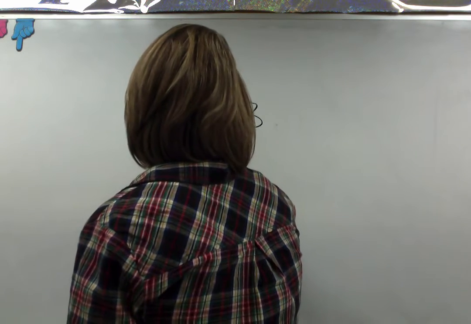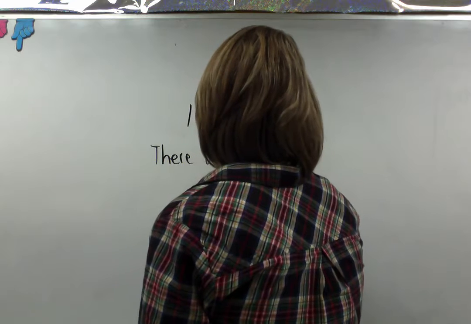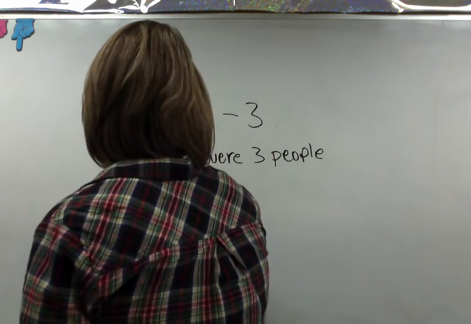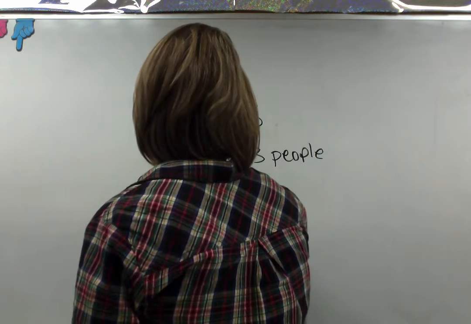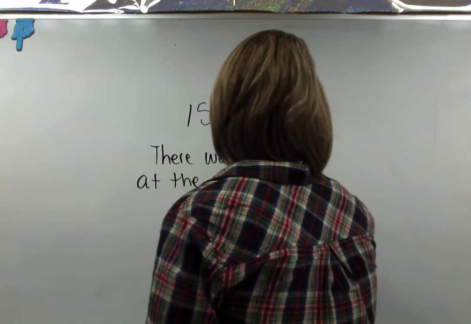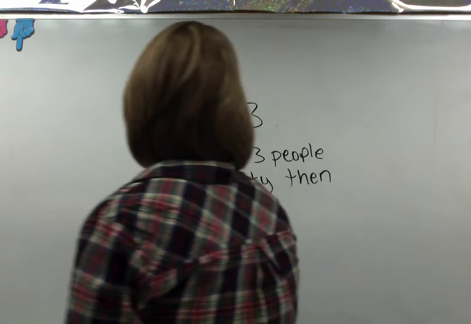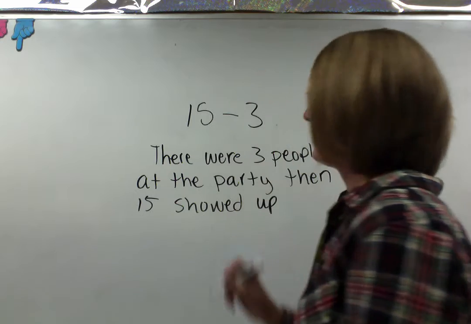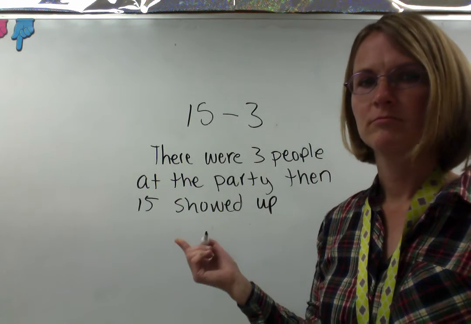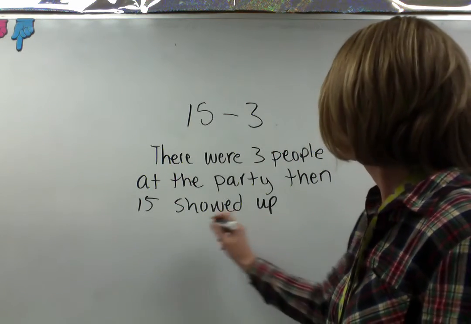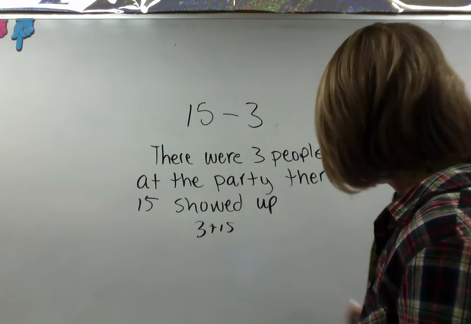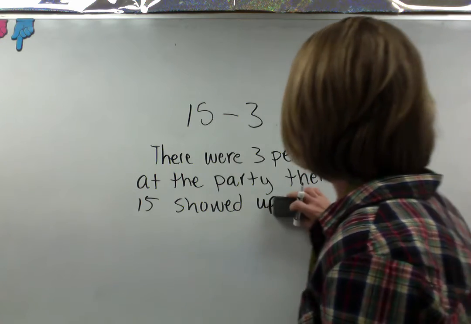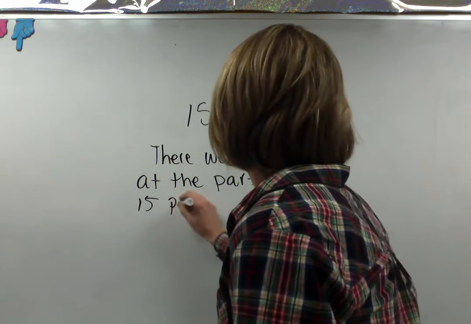there were 3 people at the party, then 15 showed up, okay, that would be addition, right? 3 plus 15. If we wanted to make it subtraction, 3 people at the party and then 15 people left.